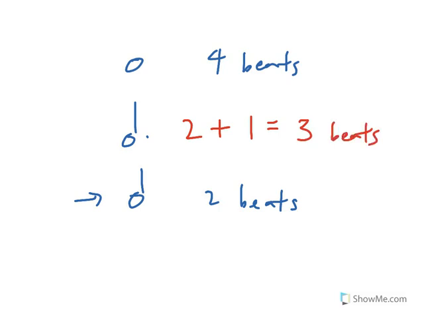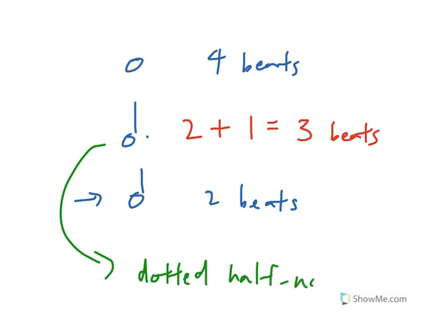Okay, so I'll write this down here. This is called a dotted half note. It is gotten from adding the original note value, which is 2, to half of that, which is 1, which gives you 3. You can apply this concept to other notes. If you have a quarter note and you dot that, that gives you 1 beat plus half of 1, which gives you 1.5.